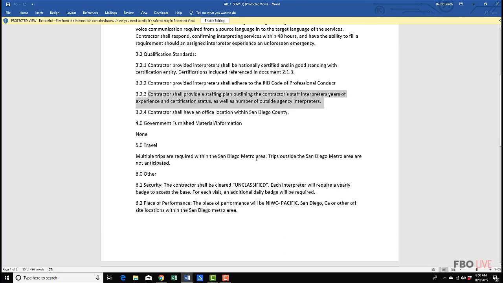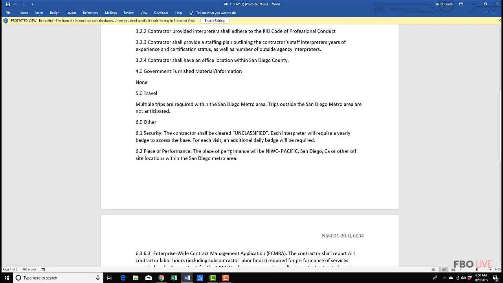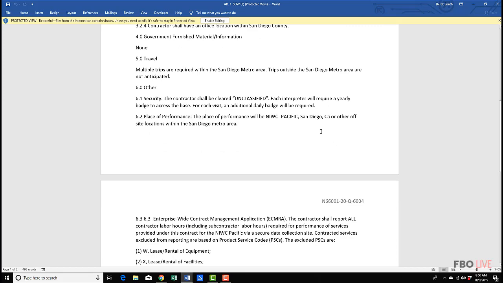So going back to the statement of work, feeling pretty good, pretty solid about what we're needing to do for this. Travel, multiple trips are required within San Diego. Trips outside San Diego are not anticipated. So travel is going to be local. They are not including funding for travel. Contractors shall be cleared, unclassified, so you don't have to worry about a clearance. They just need their daily badge. Place of performance, we already know.